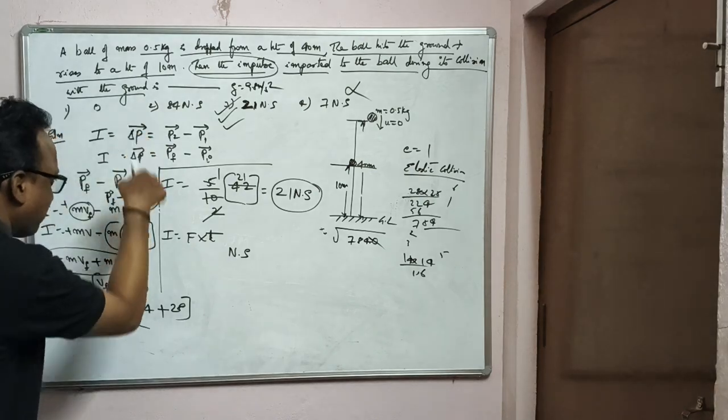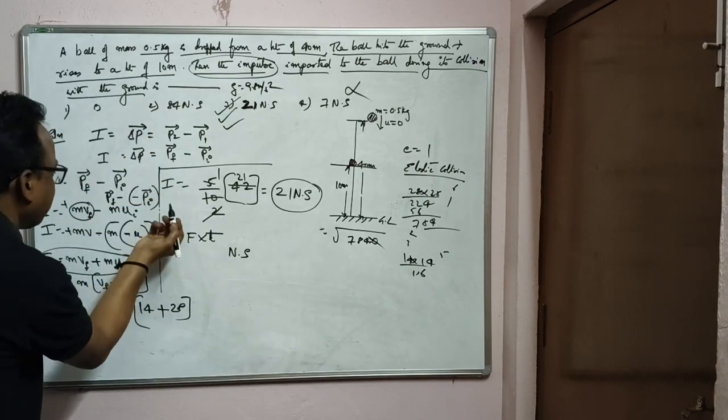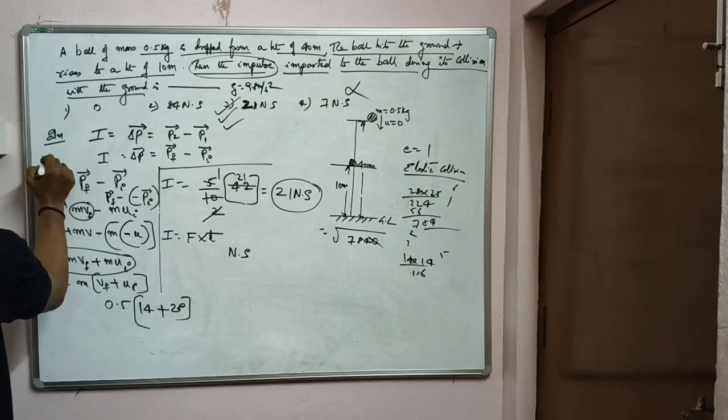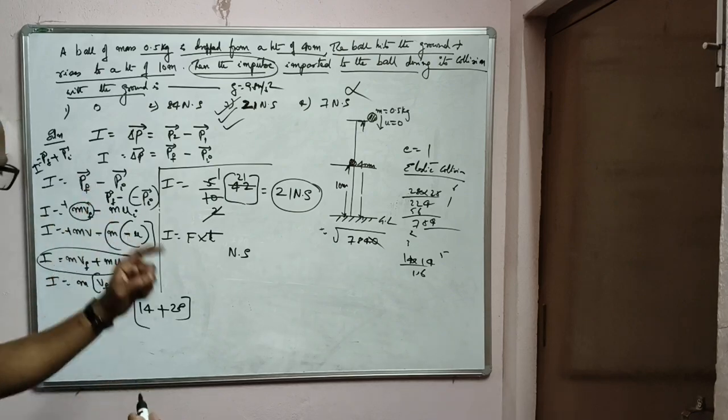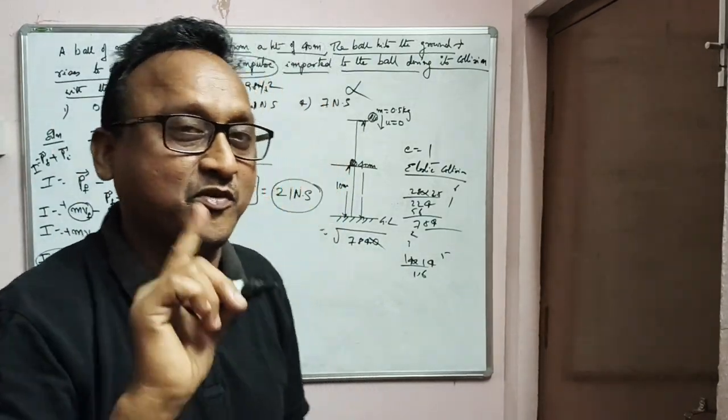I am taking downward direction as negative. So minus of minus, what happened? It becomes plus. Then what happens? P final vector plus P initial vector. That is the change in momentum. So finally we got 14 plus 20, not 14 minus.